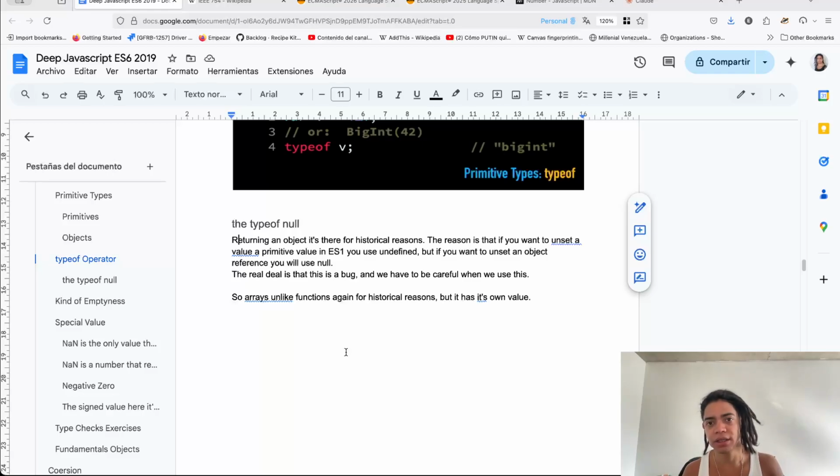The thing here is that it doesn't matter. It's just a bug. And we need to be careful when we use null.